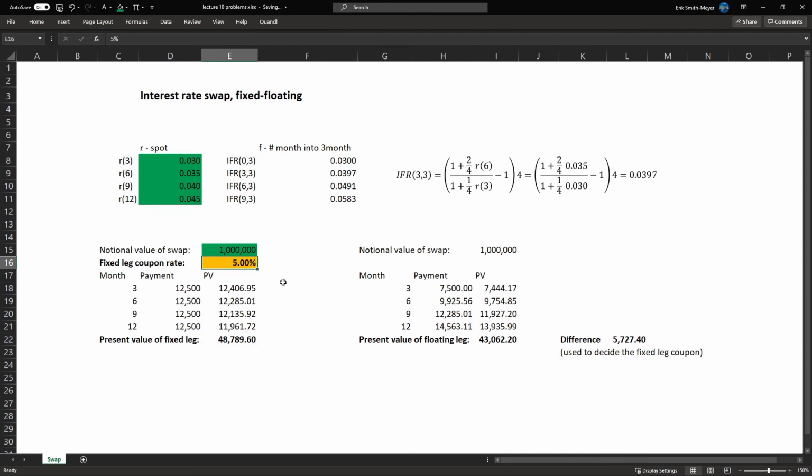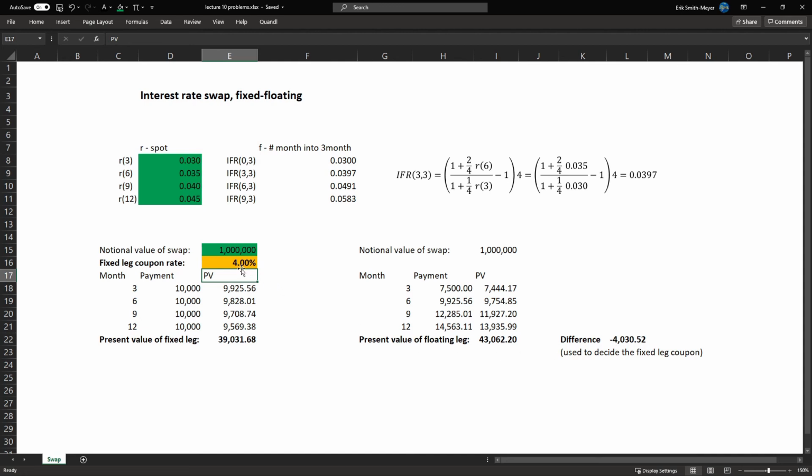So if we try a 4% coupon rate, we get a present value of 39,000 from the fixed leg payments, compared to a present value of the floating leg of 43,000. We have a difference of negative 4,000, which means that the fixed leg coupon rate, which makes the value of this interest rate swap equal to 0 at the outset, is somewhere between 4 and 5%.